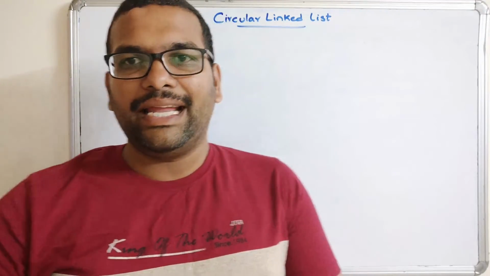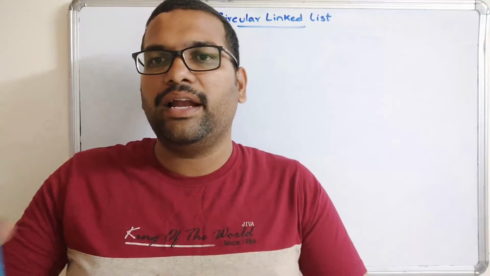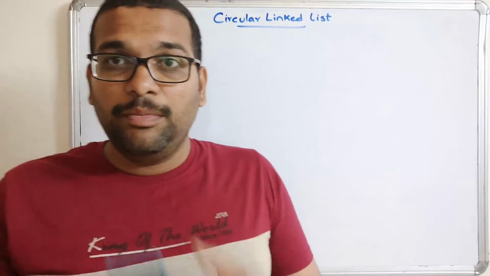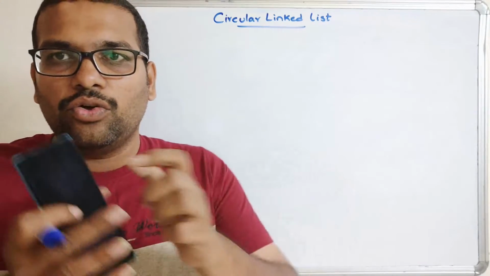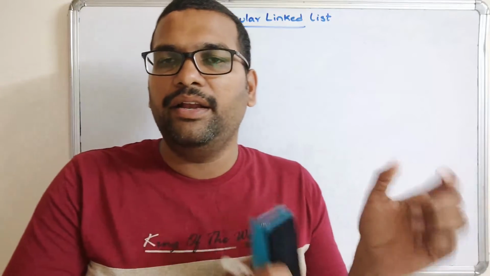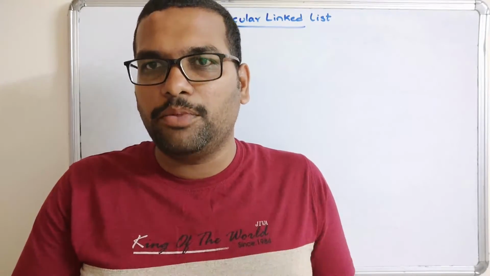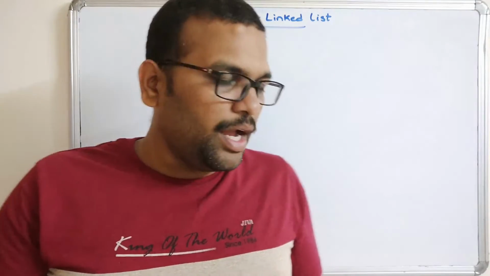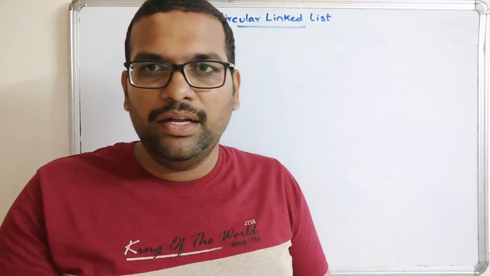In that we have seen three categories: insertion at the beginning, insertion at the ending, and insertion at a specific position. Similarly we'll see the deletion operation in this session: deleting an element from the beginning, from the ending, and from a specific position. Before that I'll write 4 nodes and directly we'll go with the deletion.